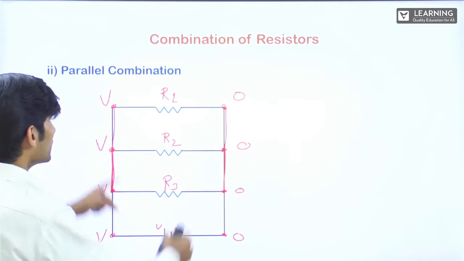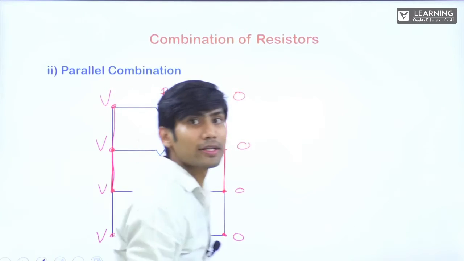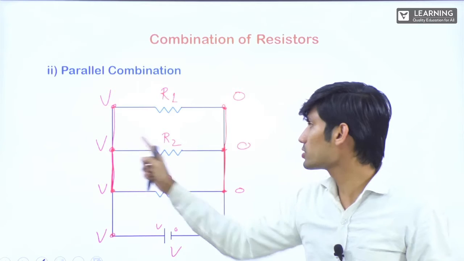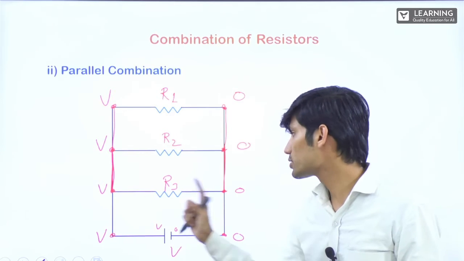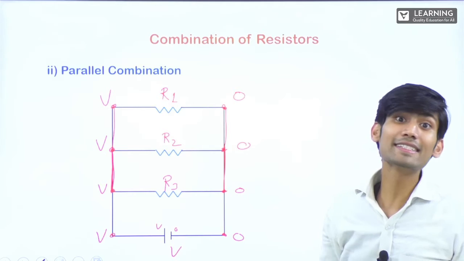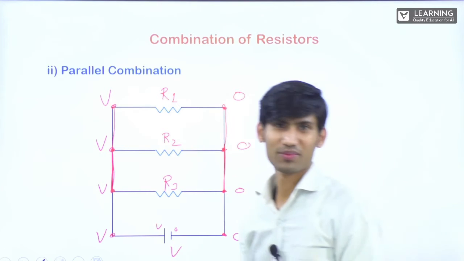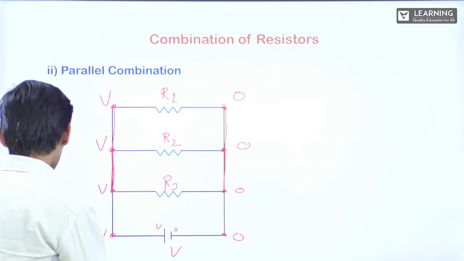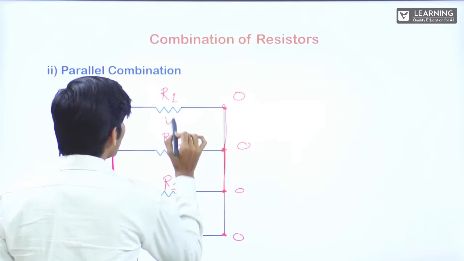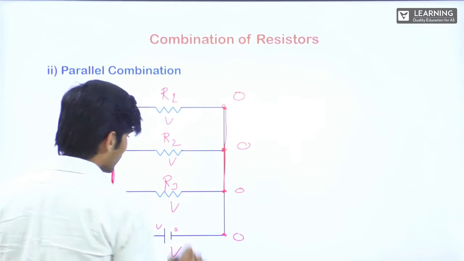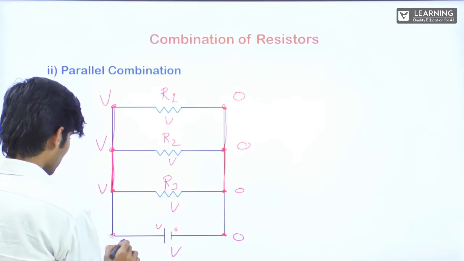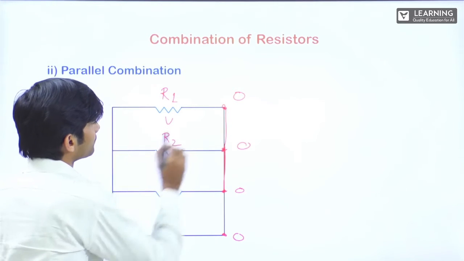Now see, across this resistor the potential difference is V minus 0, that is V. Across this also V minus 0, that is V. Across this also V minus 0, that is V. Potential difference across all the resistors is same. Clear? In parallel, potential difference across all the resistors will be same, that is V, V and V. Clear? If you want, you can note down.